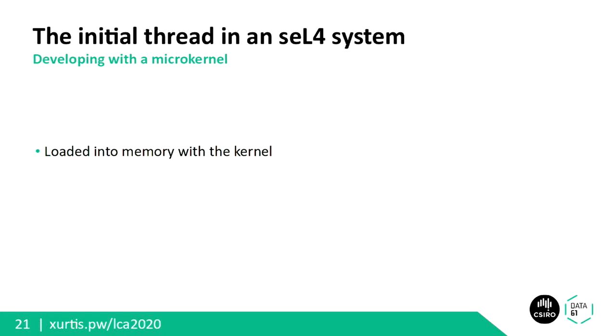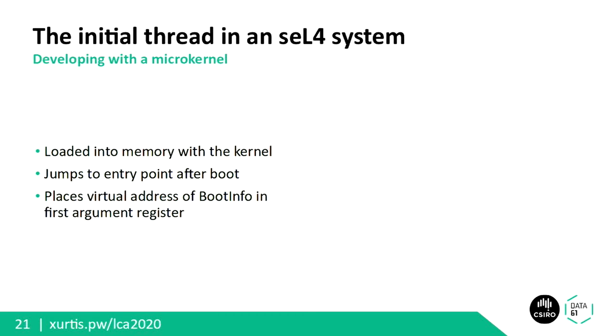For this initial thread, the application's virtual address space regions are loaded into memory at the same time as the kernel, by the boot loading process. Once the kernel has finished booting, it's constructed all of the kernel objects required to support a single thread running. It's just going to jump straight to the entry point of that application. And then it's going to provide an address to that application in an argument register that says, this is the region in memory called the boot info region, which just gives it a whole bunch of information about the configuration of the system and the kernel.